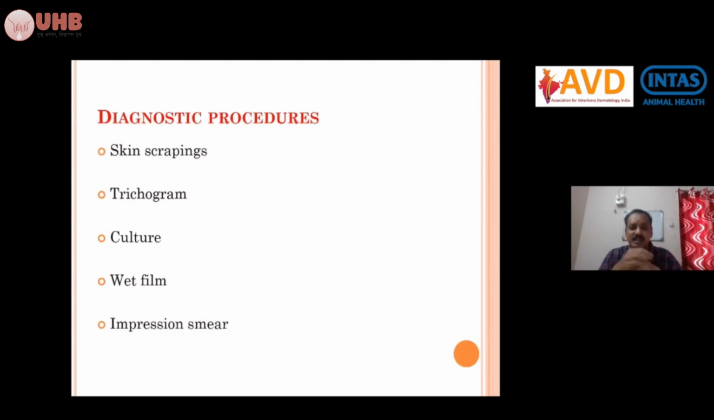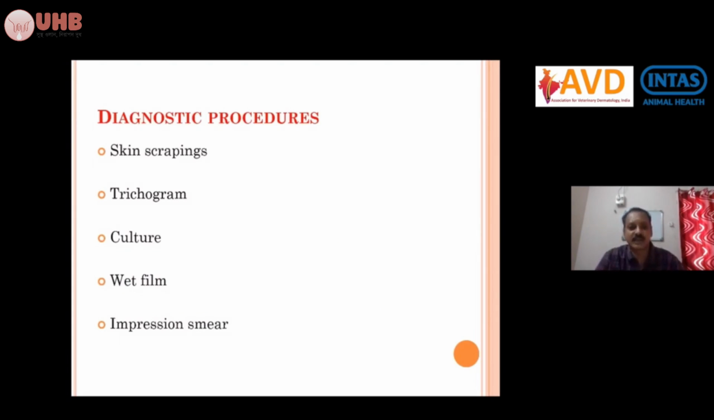Wet film examination: just take a drop of blood, put a cover slip, and see it under a low power microscope. Sometimes you can directly scrape the lesions, put the material on a slide, and put a cover slip on it for wet film examination. An impression smear means just take a slide and take an impression from the particular lesion so that it can be examined very well.